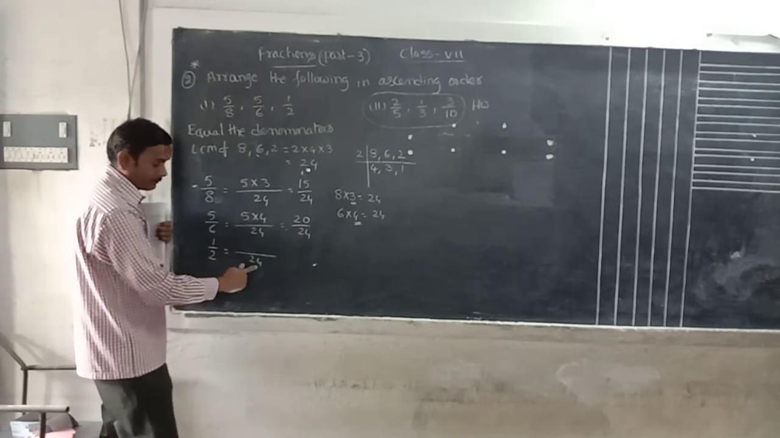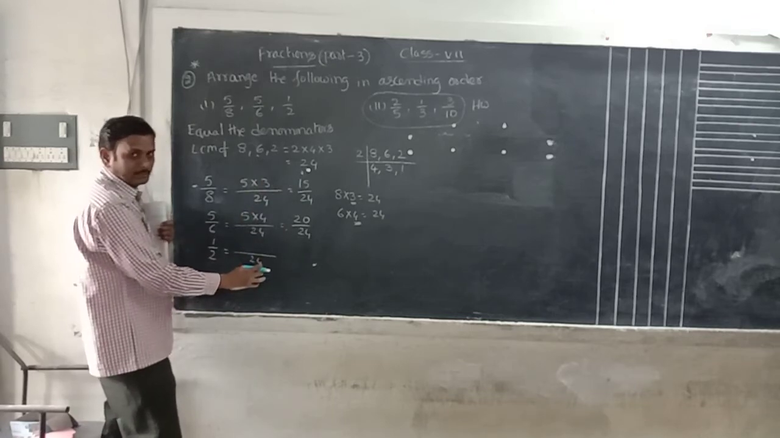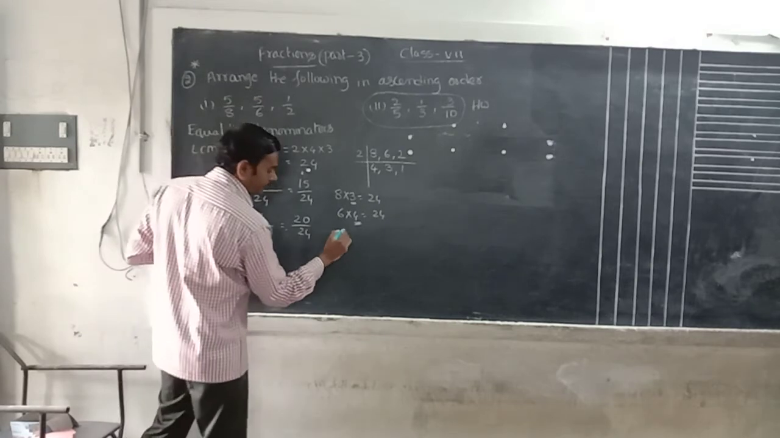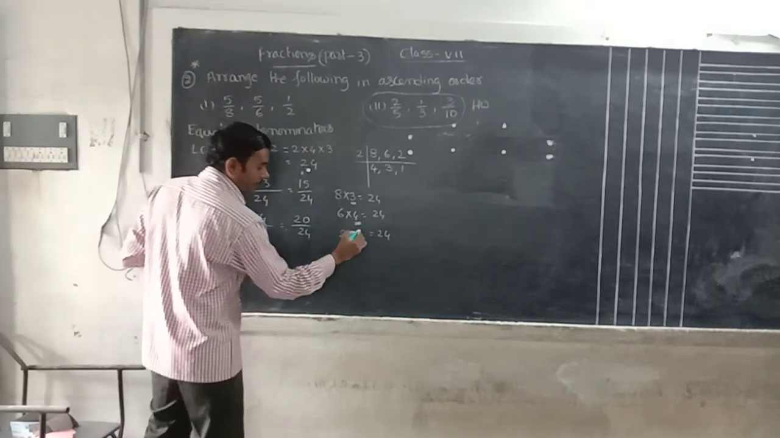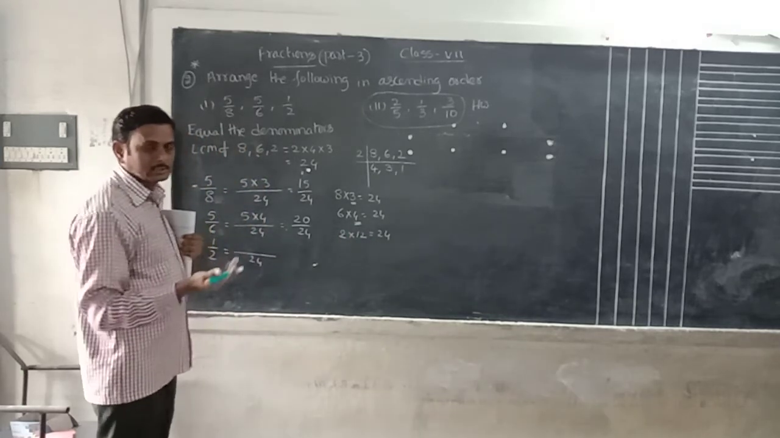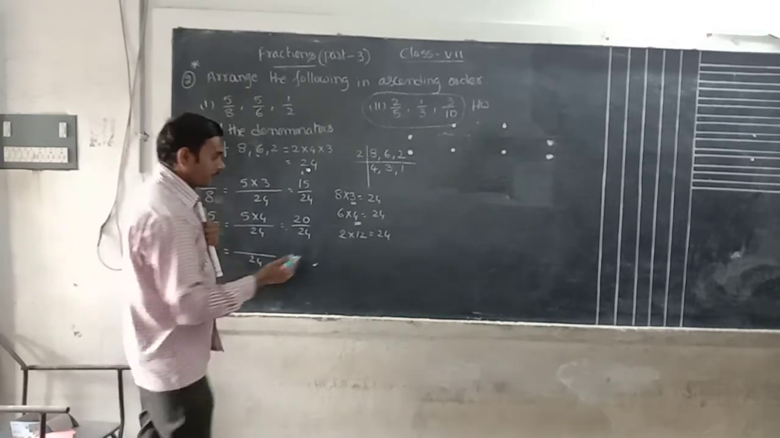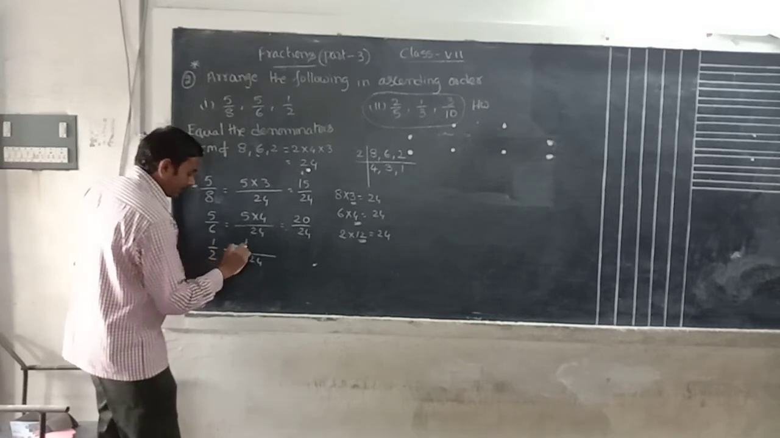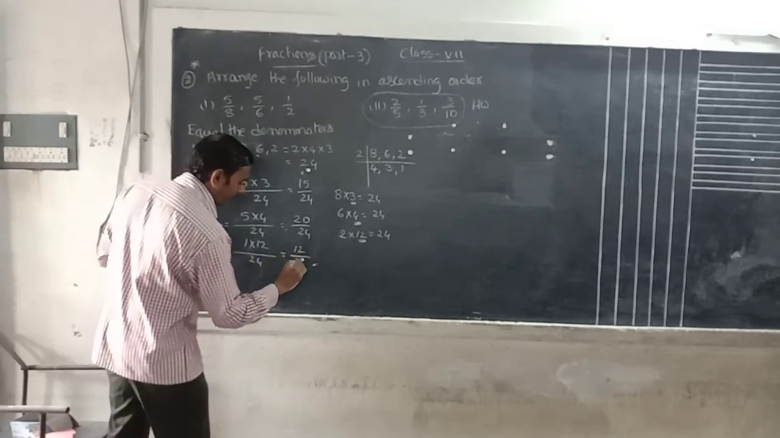2 becomes 24 here. Whichever LCM you get, that one only equals the denominators. In the 2 table, how many twos get 24? 2 twelves are 24. You have to remember the tables. 2 tens are 20, 2 elevens are 22, 2 twelves are 24. That means this 12 is multiplied to the numerator, so 1 into 12 is 12 by 24.